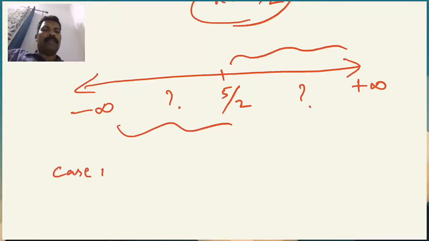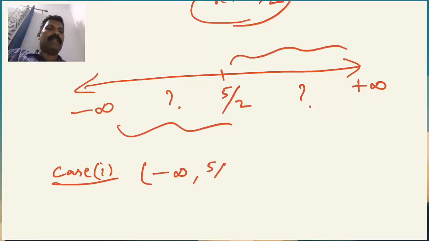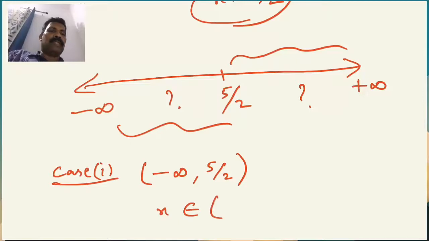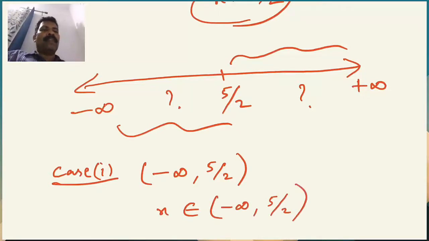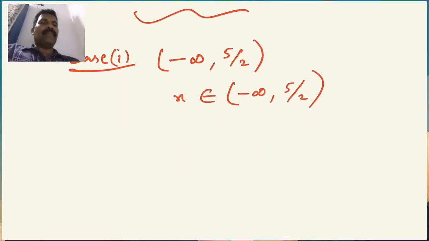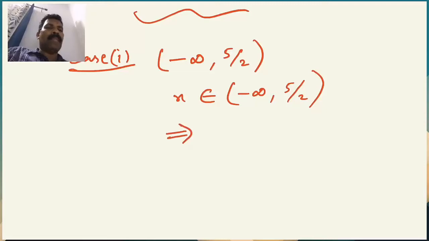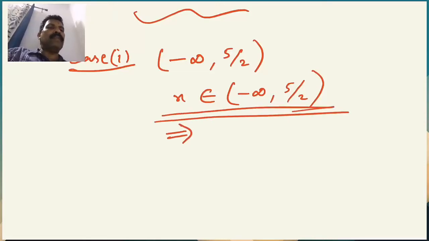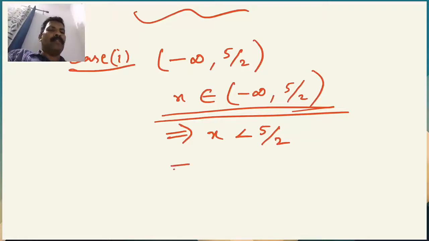That is case 1. Our interval is the open interval negative infinity to 5 by 2, and let x belong to this interval. Actually, this is the technical meaning about intervals. But what is the ordinary meaning? x belongs to this interval means it is nothing but x less than 5 by 2. For any x in this interval, that must be less than 5 by 2.